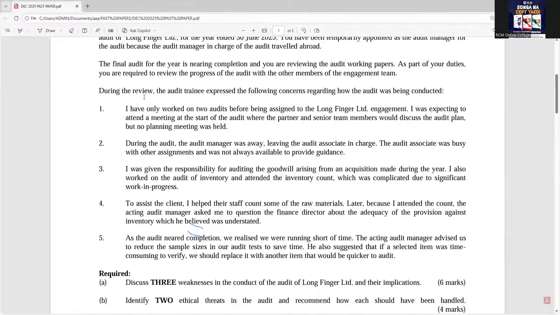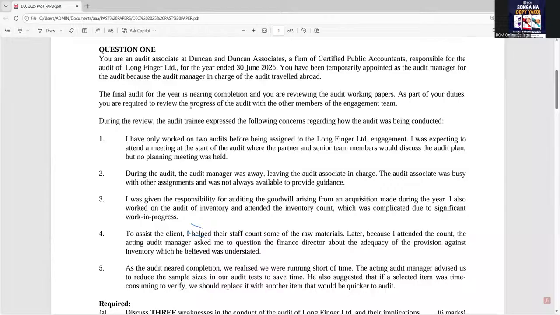Listen to this. In this case, the final audit of the year is nearing completion and you are reviewing the audit working papers. As part of your duties, you are required to review the progress of the audit with the other members of the engagement team. During the review, the audit trainee expressed the following concerns regarding how the audit was being conducted. You can see in this case, they are engaging with an audit trainee.